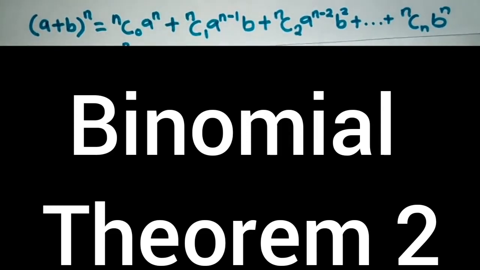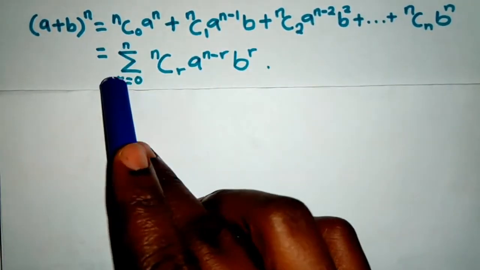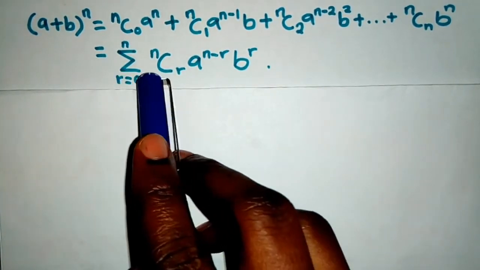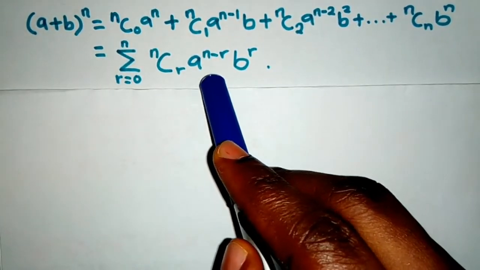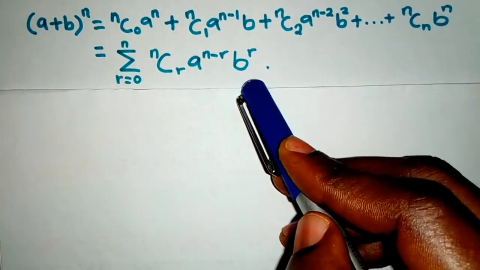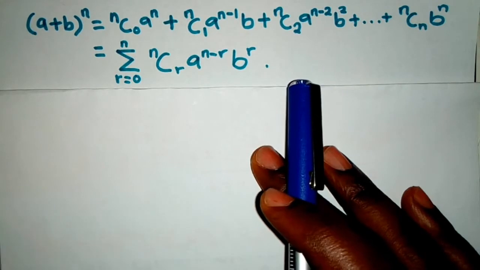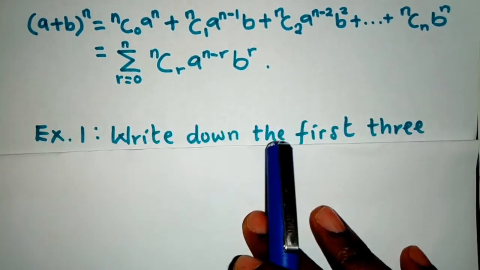Now, this expression on the right can also be written in compact form as summation from r equals 0 to n, n choose r, a to the power of n minus r, b to the power of r. Now, let's see some examples.